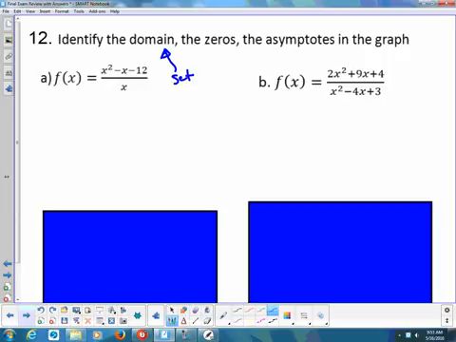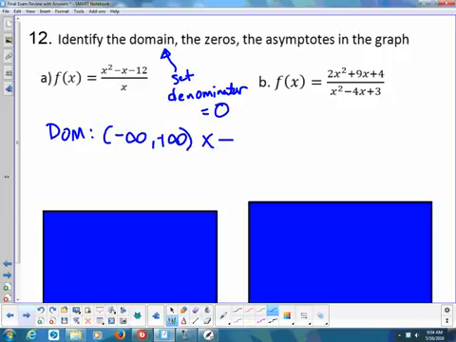The denominator. Set the denominator equal to 0. All right, why? Because the domain is going to be all real numbers except when we plug in a number that makes our denominator equal to 0. We've got to kick that number out because we're not allowed to divide by 0. Okay? So if we're trying to find the domain, it's going to be negative infinity to positive infinity, except x cannot equal what for this first fraction? 0. So x cannot equal 0.